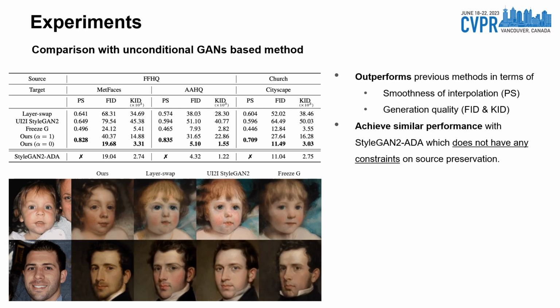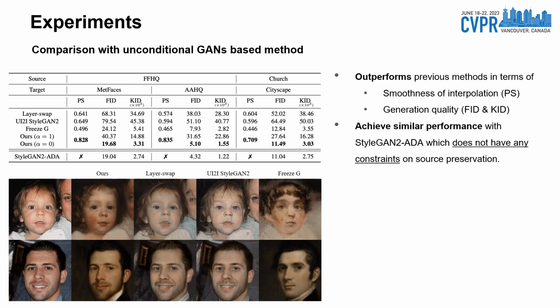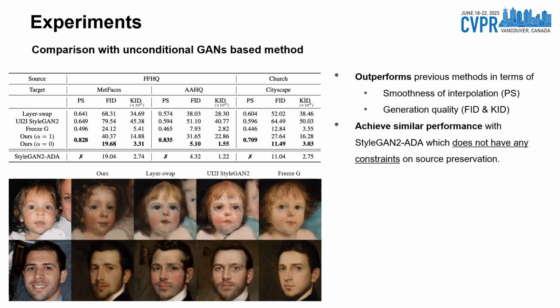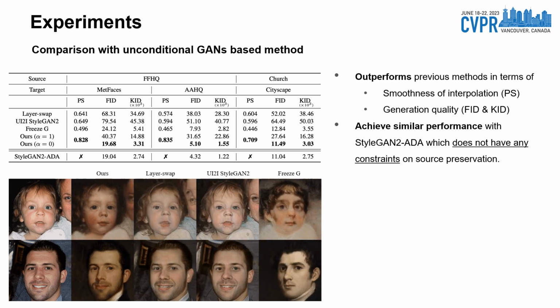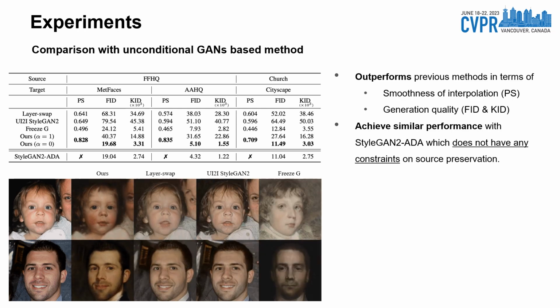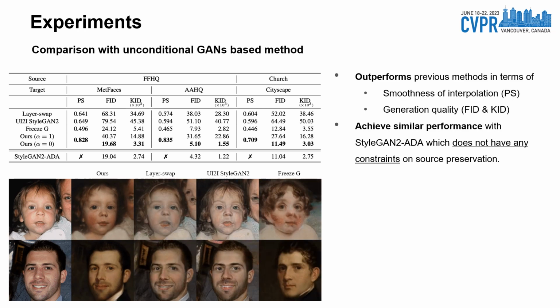Moreover, when alpha is 0, our method achieved the highest FID and KID. Compared to StyleGAN2-ADA, which does not have any constraints on source preservation, our method shows similar performance while the other methods show significant performance drops. It indicates that, in contrast to previous methods, our proposed method hardly interferes with the learning of the target distribution.